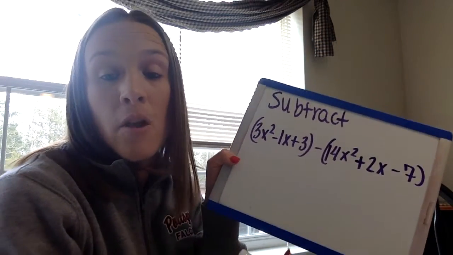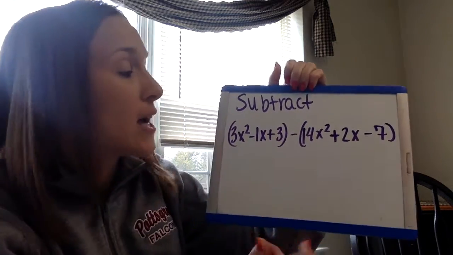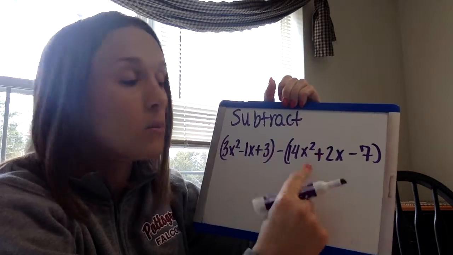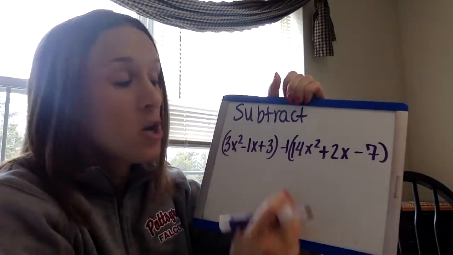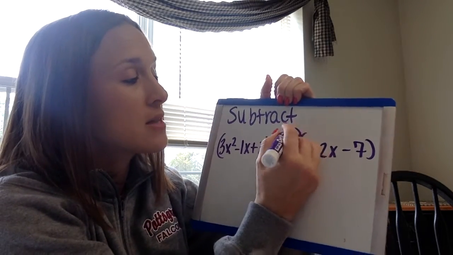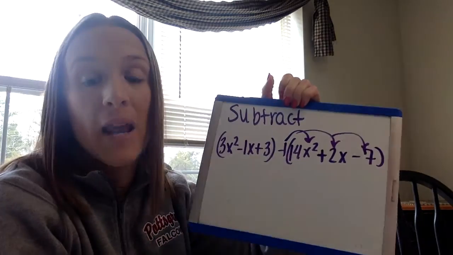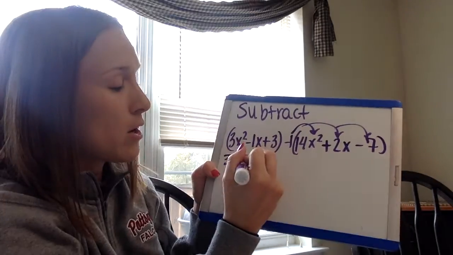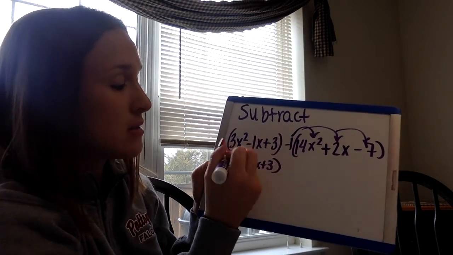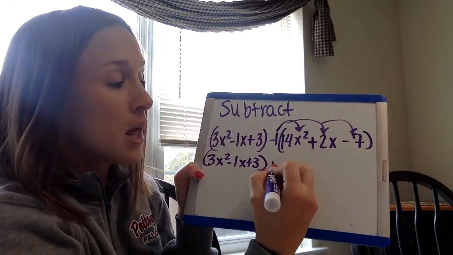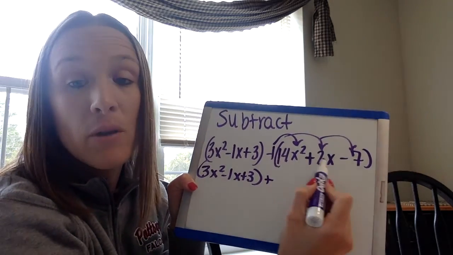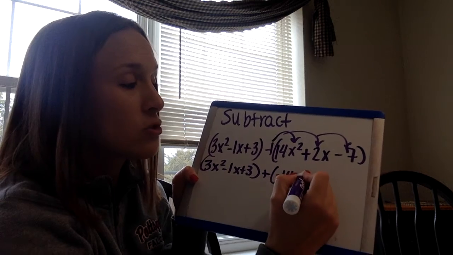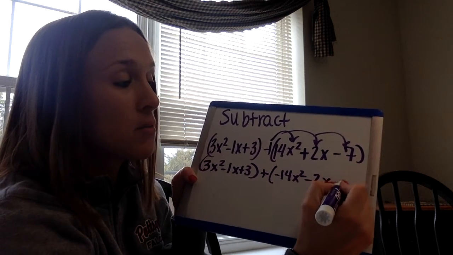Okay, so remember we said that anytime you have a subtraction sign in between your two polynomials, you need to multiply the second polynomial by what? -1. So put a -1 here, multiply this, this, and this by -1. So it's going to be 3x squared minus 1x plus 3. That does not change. Plus, and then you're multiplying everything in the second parenthesis by -1. So it's going to be -14x squared minus 2x plus 7.